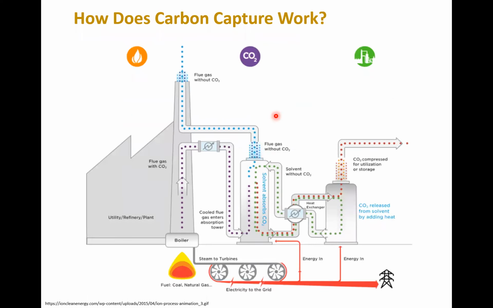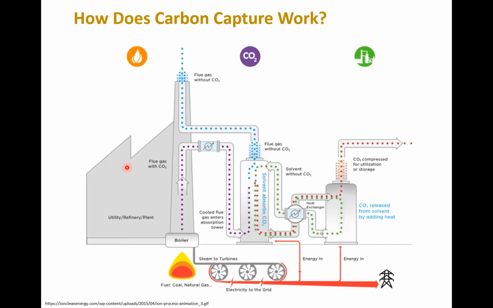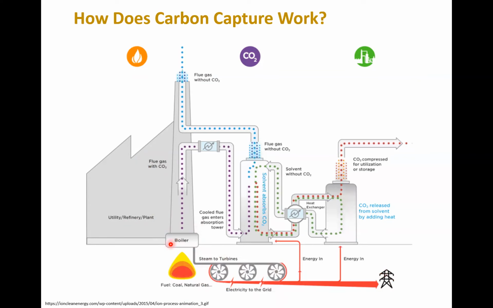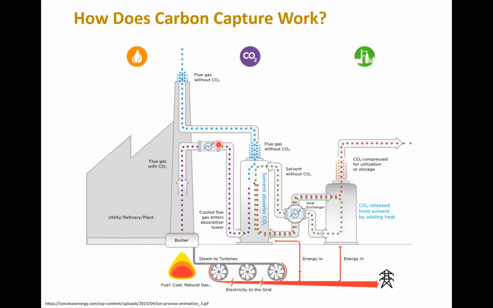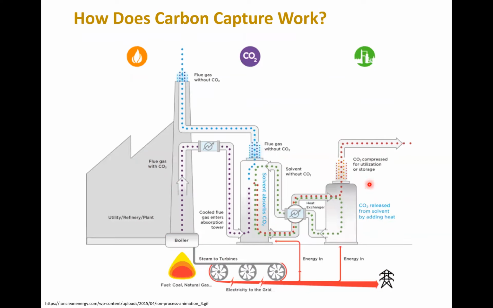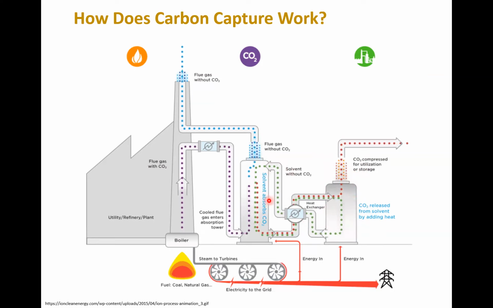Okay, how does this carbon capture work? If you have a flue gas with carbon dioxide produced from a boiler, this boiler producing, for example, steam for a turbine to produce electricity. So one of the products is carbon dioxide. The carbon dioxide produced from this boiler can be captured through this process here. This is the capturing process. It is composed of a solvent absorbing column or absorbing system, and then a recovery system.